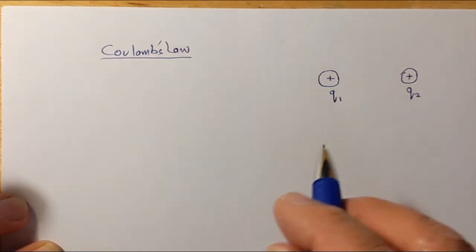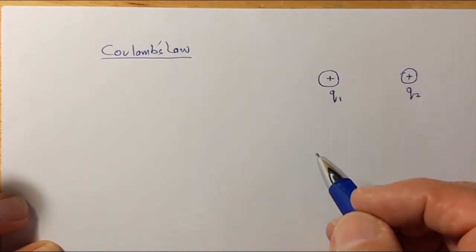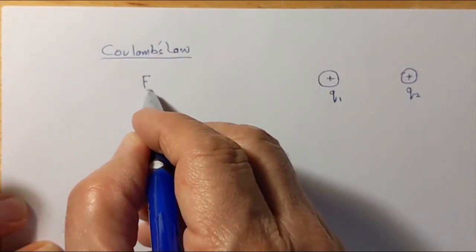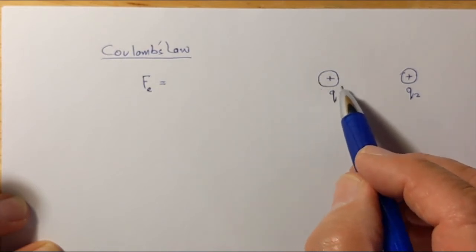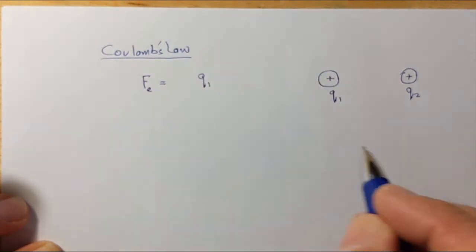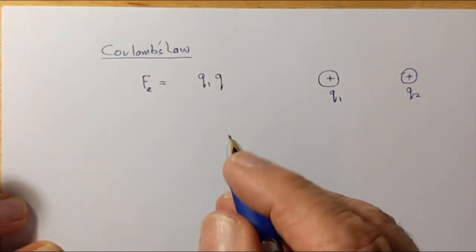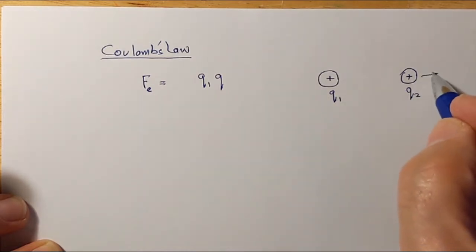We use q, little q or upper Q, as the symbol for charge. Then Coulomb found that the force of electric attraction or repulsion would depend on the charge Q1, and it would depend on the charge Q2. So the bigger the charges, the bigger is the force of attraction or repulsion. In this case, it would be a force of repulsion.